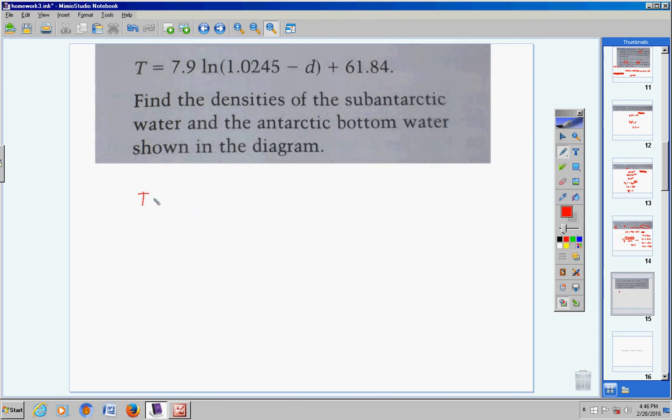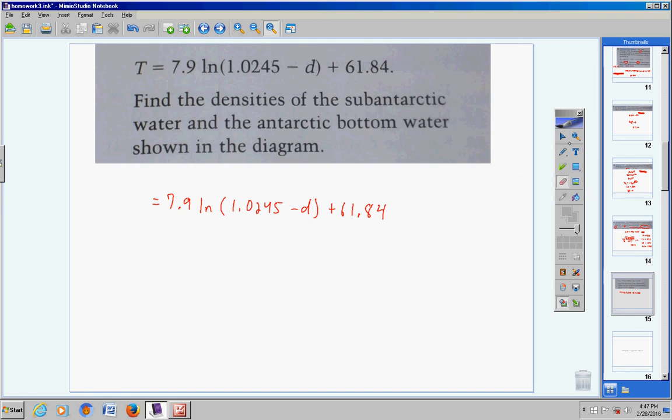Here's my model. T equals 7.9 natural logarithm of 1.0245 minus D, plus 61.84. Now, first of all, they want us to find the density of the subantarctic water, so would you please look to your right and notice the subantarctic water is the very top level. And if you look at that, it says it's 8 degrees Celsius off to the right side there, in the blue water. So we know the temperature of this water is 8. So where the T is right here, I now know that I can put an 8.